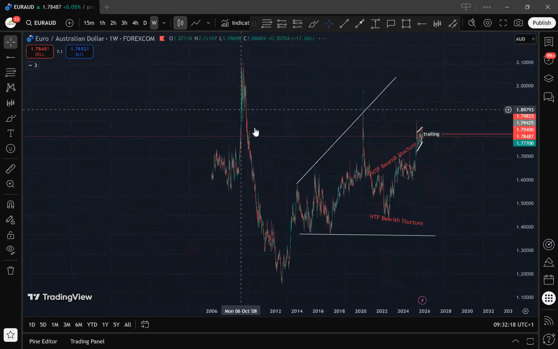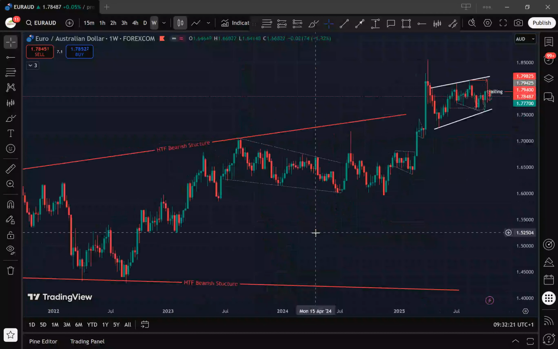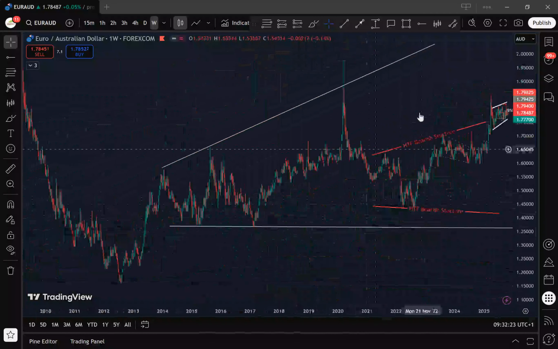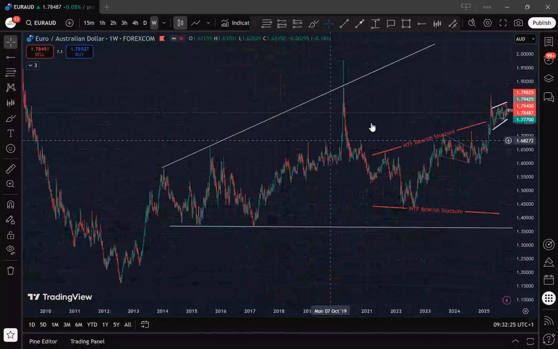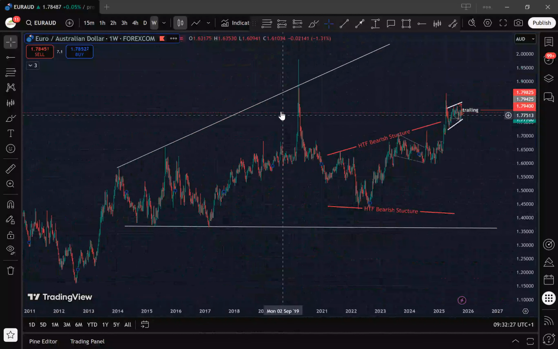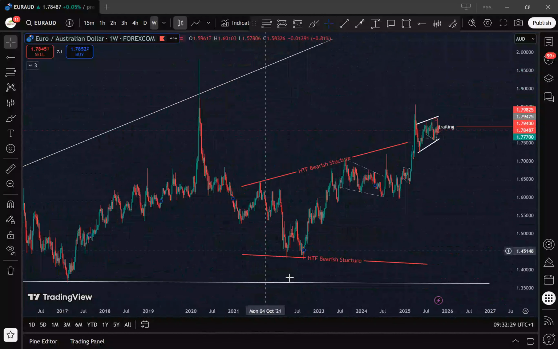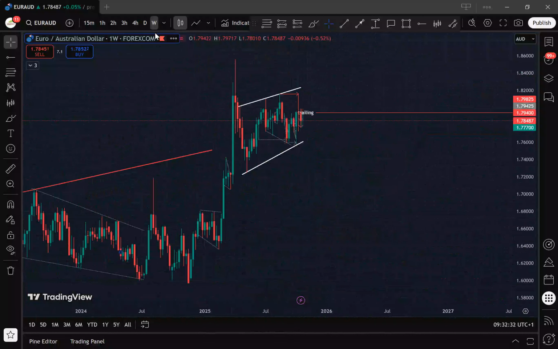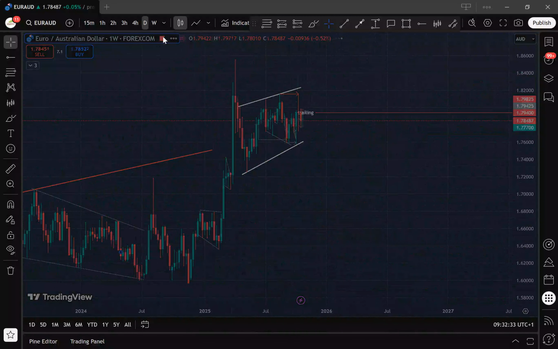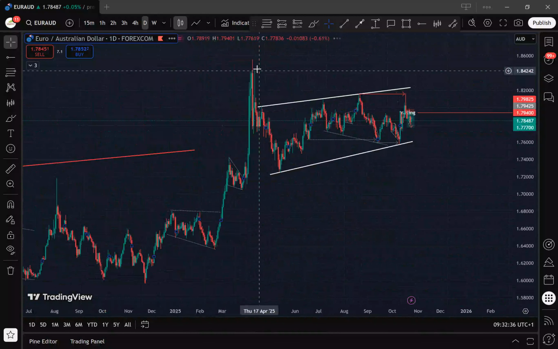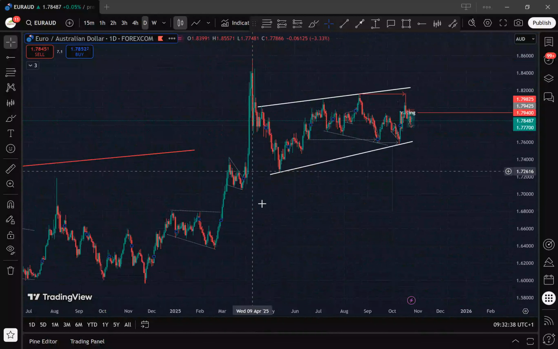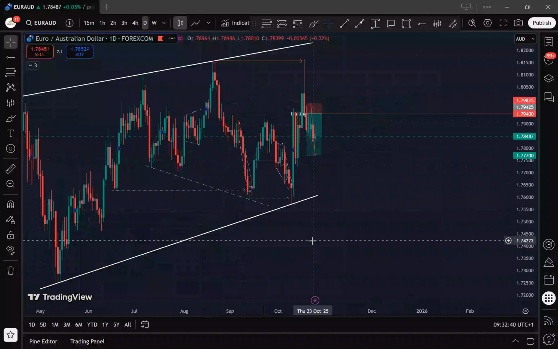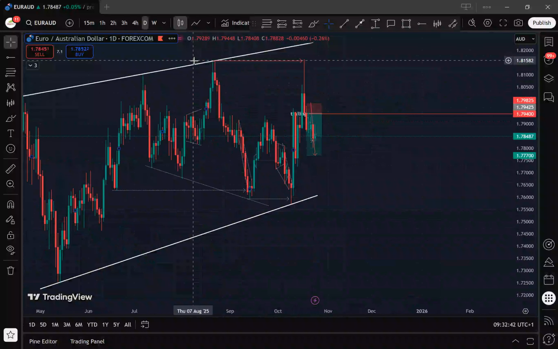So Euro AUD. On Euro AUD, we talked about these high time frame structures here: bullish impulse, bearish reversal structure, bearish impulse, bearish continuation structure. Then the price hits this high on the weekly time frame, then dropped hard on the daily time frame with an impulse, bearish continuation structure. Right now, the price hits this high.